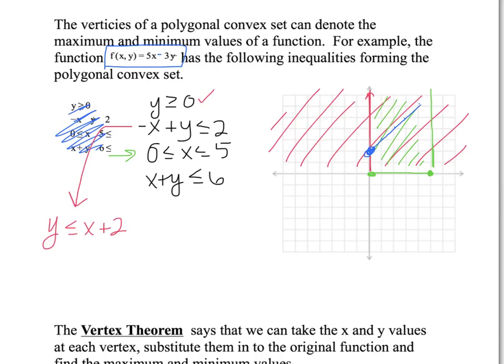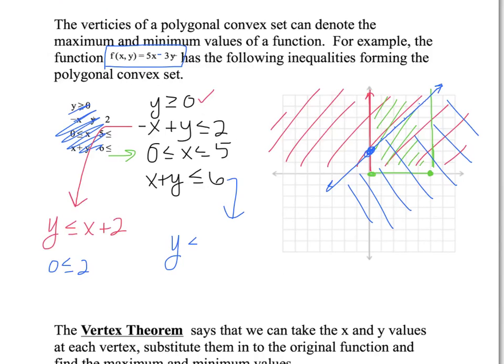So I'm going to look at this line here. Testing 0, 0: 0 is less than 2, which is true, so I'm shading this way. And finally, this line, moving the x over: y is less than or equal to negative x plus 6.